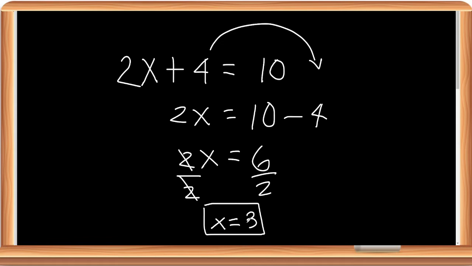So, if you're going to substitute 3 here, instead of x, just to know if your solution is correct. So, 2 times 3 plus 4, is it equal to 10? So, 2 times 3 is 6, and plus 4, it is equal to 10. So, the solution that x is equal to 3 is correct.